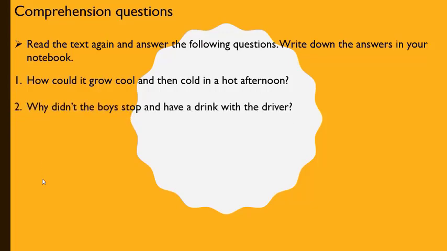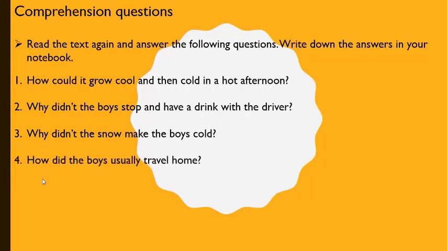Number 2, why didn't the boys stop and have a drink with the driver? Number 3, why didn't the snow make the boys cold? Number 4, how did the boys usually travel home? And the last one, why wasn't there any snow in the village? So please take out your notebook and answer the questions. Before you answer the questions, you need to read the text again by yourself. So please pause the video and work on these 5 questions.